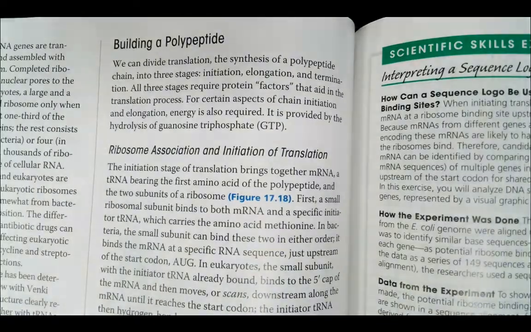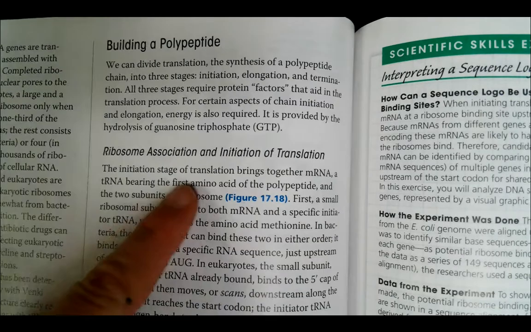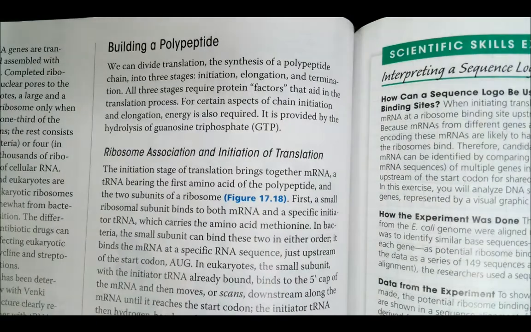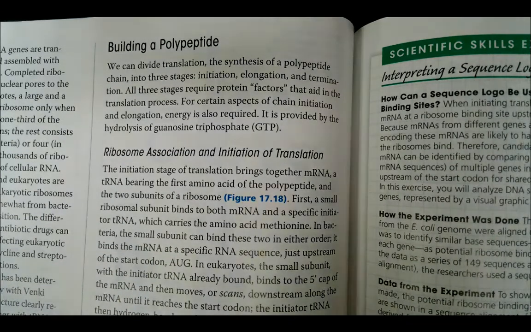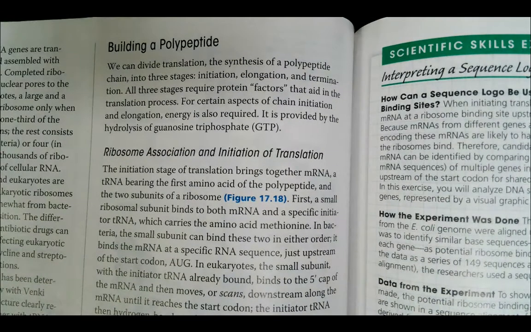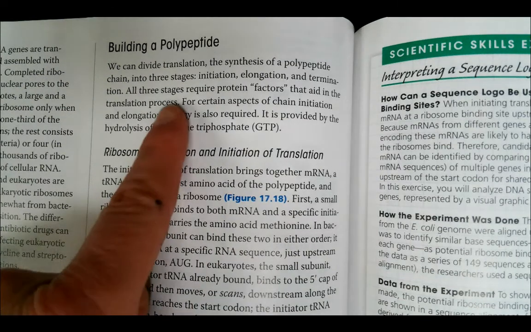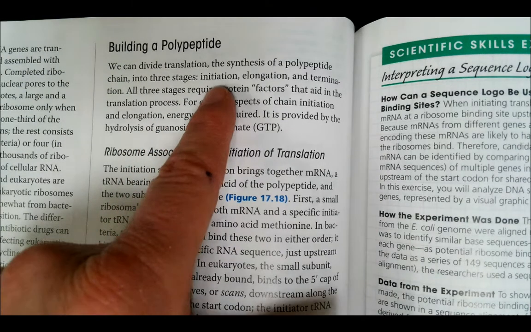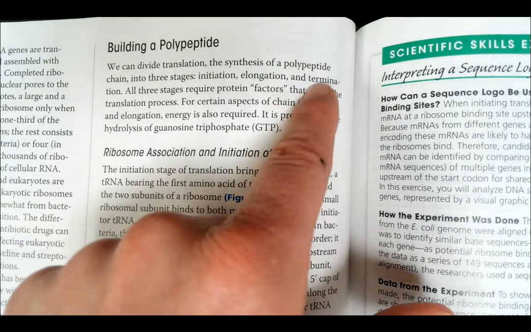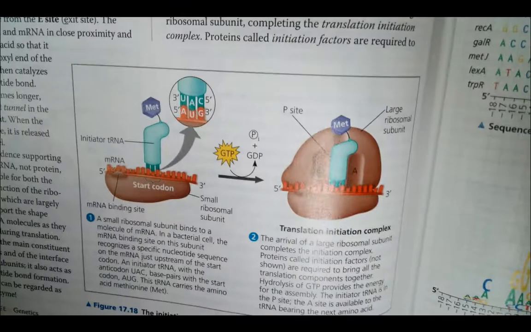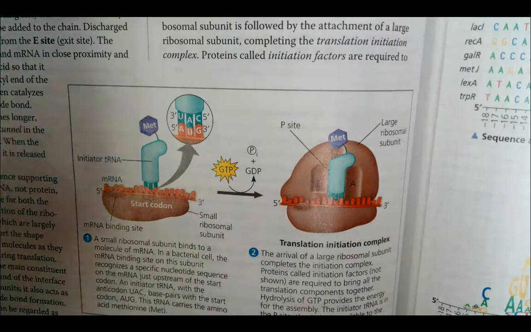So, making our polypeptide, as you can see, as I talked about, those subunits are separated from one another. What happens is the messenger RNA attaches to the small subunit. And if you notice right up here, it's the same stages as we had for transcription: initiation, elongation, and termination. So if we look at this picture, which I believe you have unlabeled, make sure to label it.